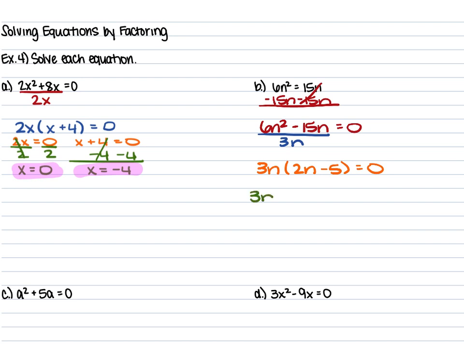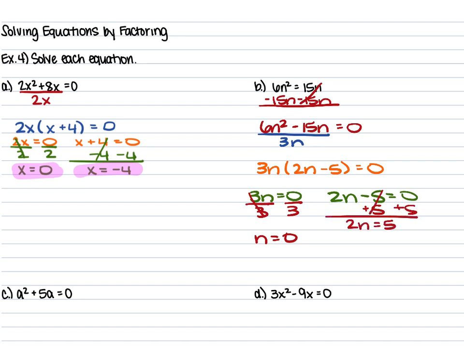We're going to set that 3n equal to 0, and that 2n minus 5 is equal to 0. The 3n is equal to 0. We're going to divide each side by the 3. We get that n is equal to 0. For the 2n minus 5 is equal to 0, we're going to add 5 to each side. We get 2n is equal to 5. Then we're going to divide each side by the 2, and we get that n is equal to 5 over 2. So our two solutions here are n is equal to 5 over 2 and n is equal to 0.